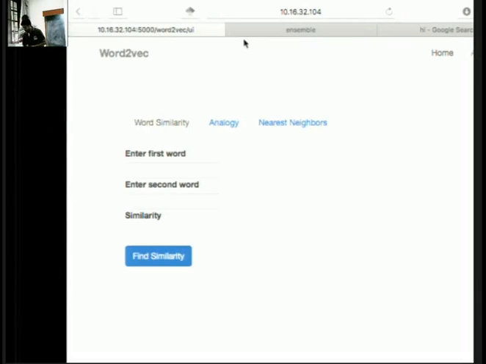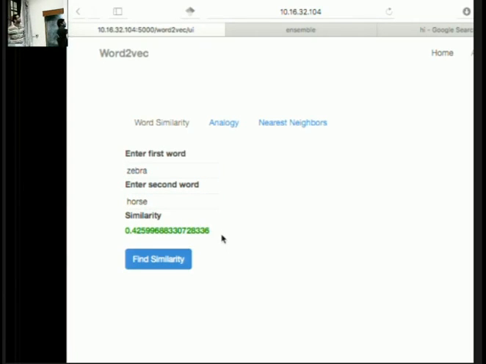Sorry for the interruption. So the model that we explained has been trained on a big corpus, around 100 million text fragments of Google News. After training, we got a bunch of word vectors. What we do here is put in a pair of words and get how similar they are. In our example, we had zebra and horse. It gives me a similarity score, where one is the best and minus one is the least.